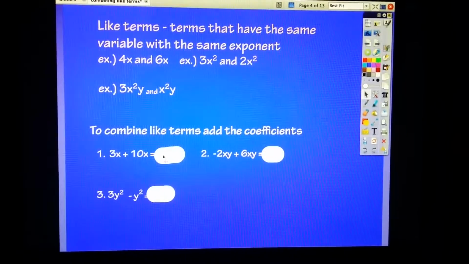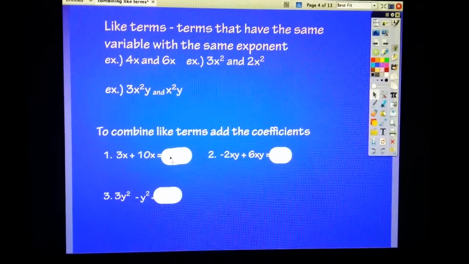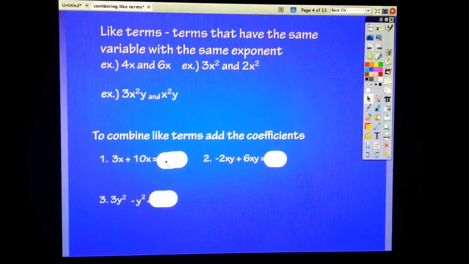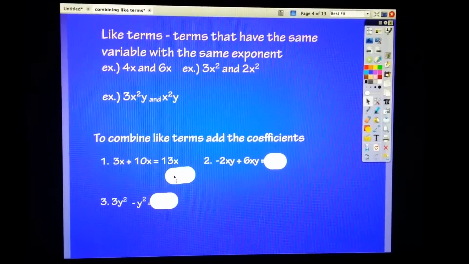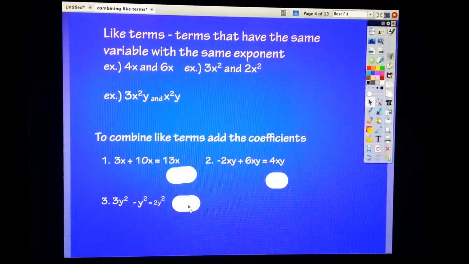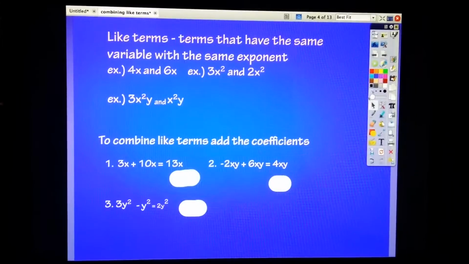Now, for the first one, students will be asked 3x plus 10x. They guess 13x. Let's check. 13x is the correct answer. Same goes for all three examples.